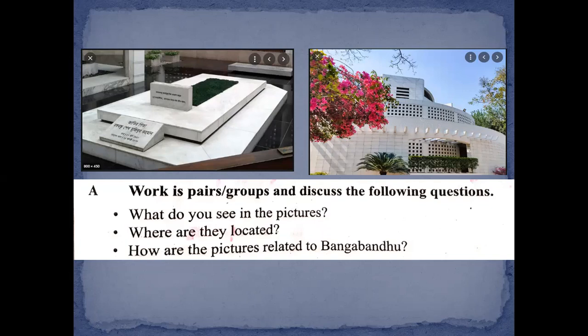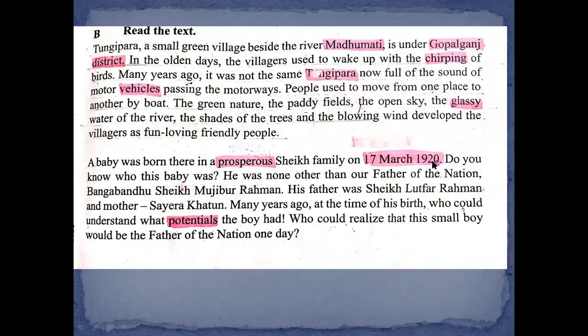Now, dear learners, open your book. Sit with your important instruments such as your pen and your exercise copy in front of you. Let's begin today's lesson. This is Section B. I am reading out the text. Open your book and read the text with me.